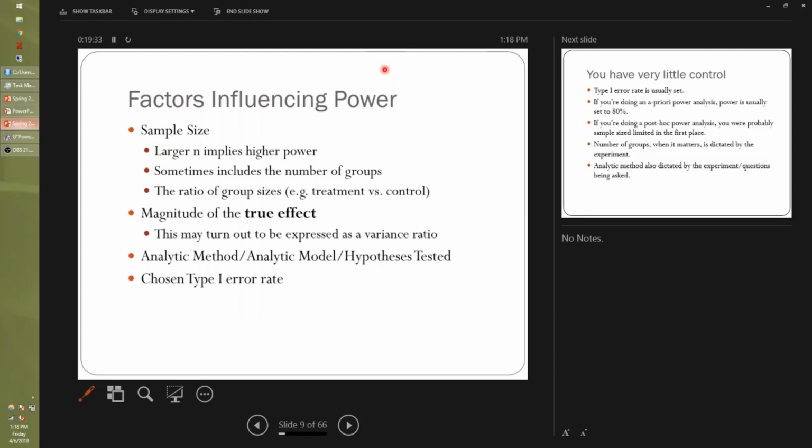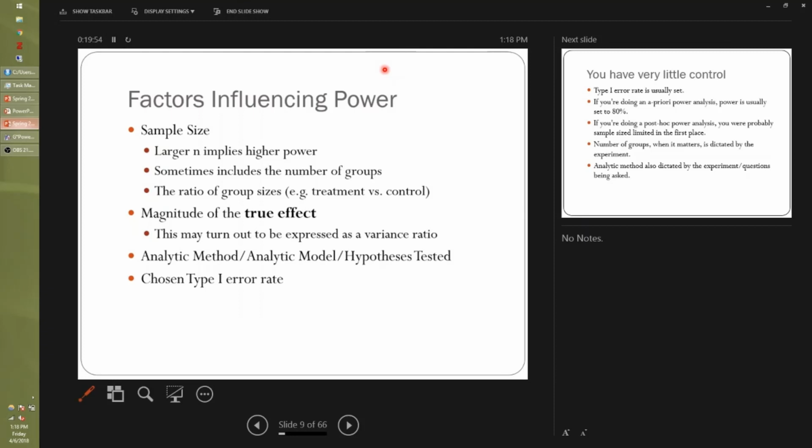So the factors that influence power, the biggest one, when we do an a priori power analysis before we gather any data, before we do any analysis, is our sample size. The larger the n we have, the more power we have to find a significant effect when one is present, or even when one's not present, to be honest.